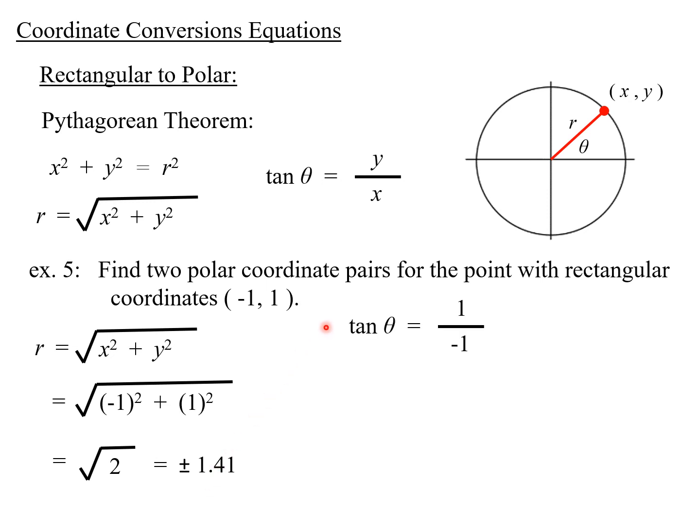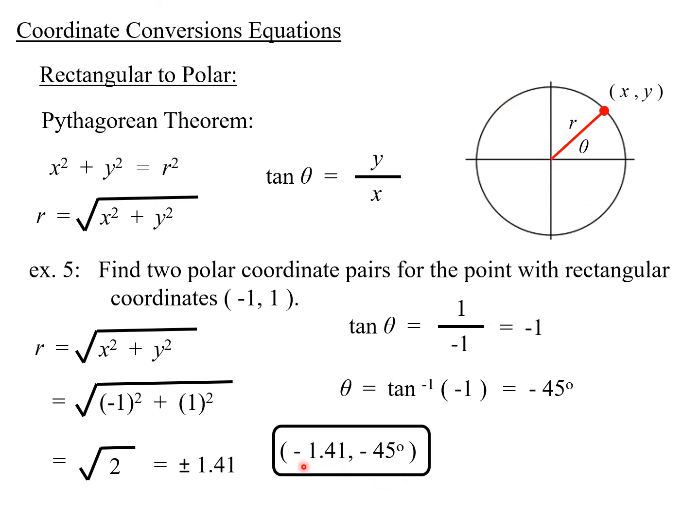Now, to find the direction, the tangent of theta is y over x, 1 over negative 1, which is negative 1. If you insert this into your calculator, it will give you a value of negative 45 degrees. Now, negative 45 degrees is in quadrant 4. We need a point in quadrant 2. So for that reason, we are going to take the negative radius here. So it gives us a direction of negative 45 degrees, and it gets us into quadrant 2.